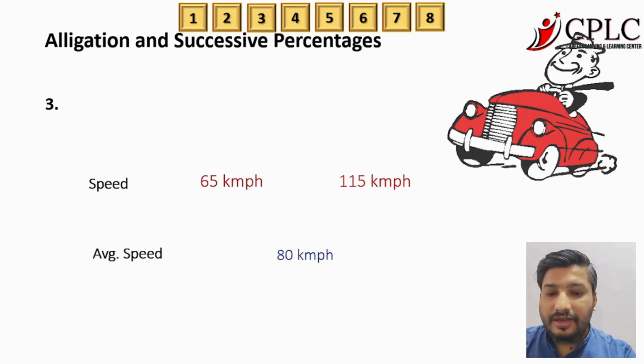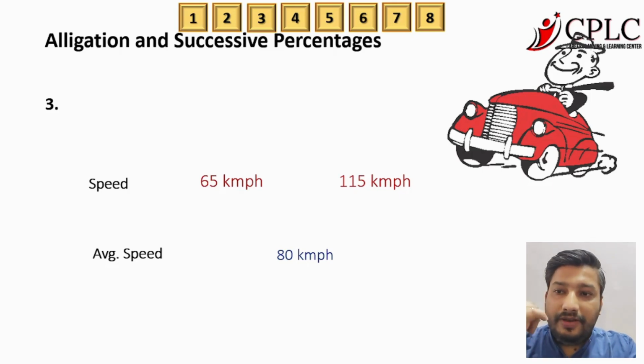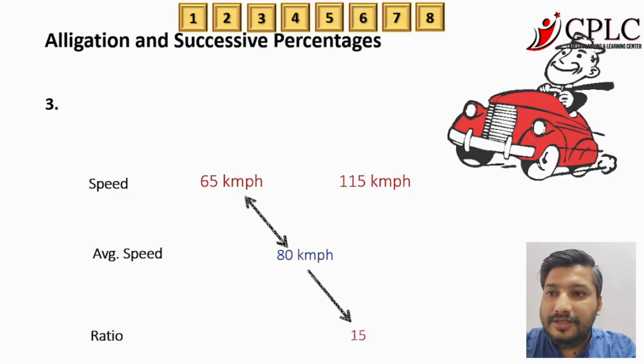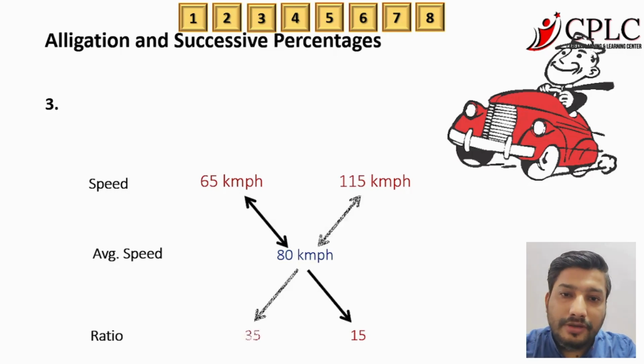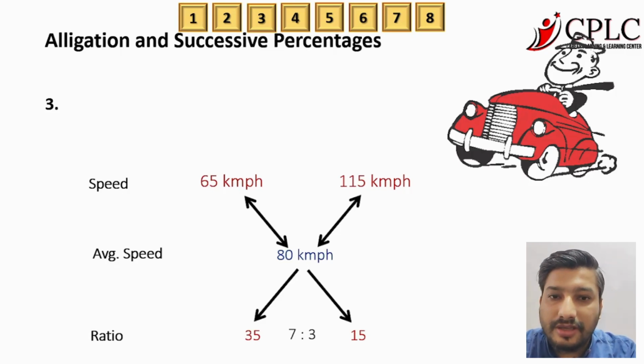When we calculate that, we'll again have to do what? Positive difference in the cross format. So 115 minus 80, you get 35 on the left side, and 80 minus 65, you get 15 on the right side. Because this is a ratio, we'll have to reduce them to the lowest possible form. So 35:15, obviously if you divide by 5 throughout, you're going to get 7:3 as the answer.